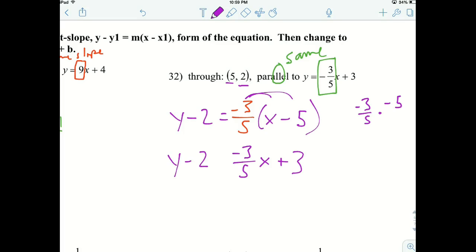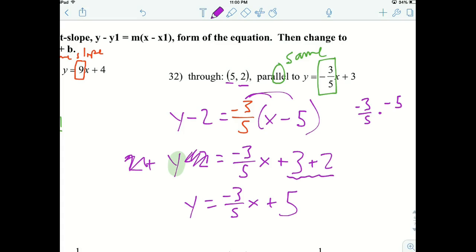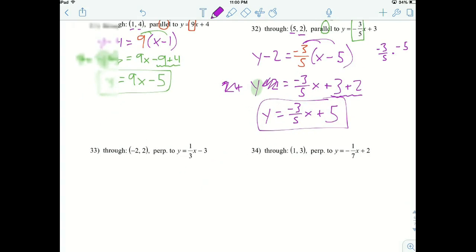Over here we still have y minus 2. Our last step is to get y alone, so we want to add a +2 to both sides. And we have y equals -3/5 x, and these will combine 3 plus 2 to +5. So we have those right there.